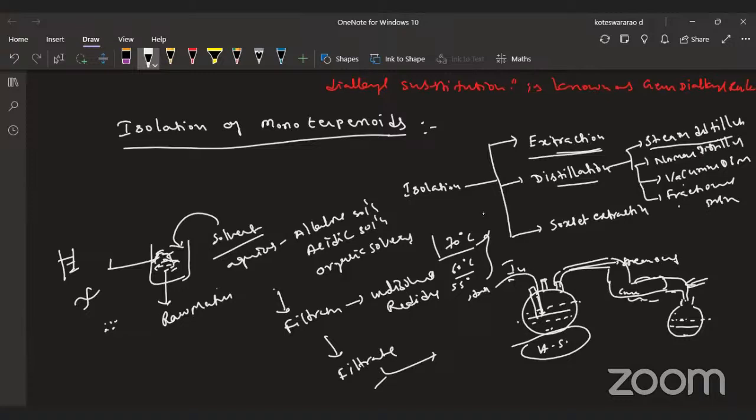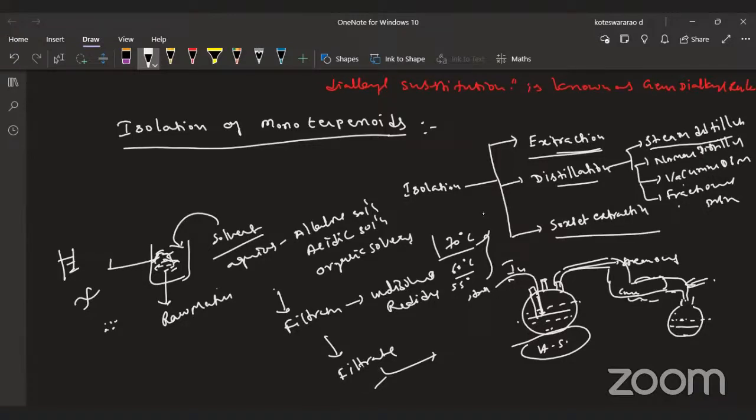To avoid reaching the higher temperature, we apply some pressure to leave the vapors which are generated in the pot as a pure product. Then we apply the vacuum. Based on the vacuum strength or vacuum power, we can isolate the compounds in the distillation. This is steam distillation, normal distillation, vacuum distillation, fractional distillation.